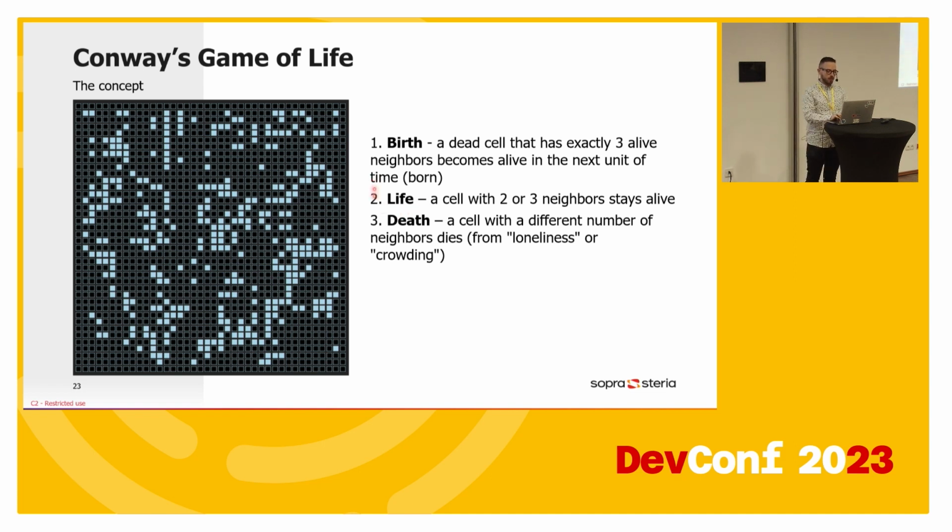Then we have the state which is life. A cell with 2 or 3 neighbors stays alive. And the last one is death. If the cell has different numbers than 2 and 3, then the cell dies.